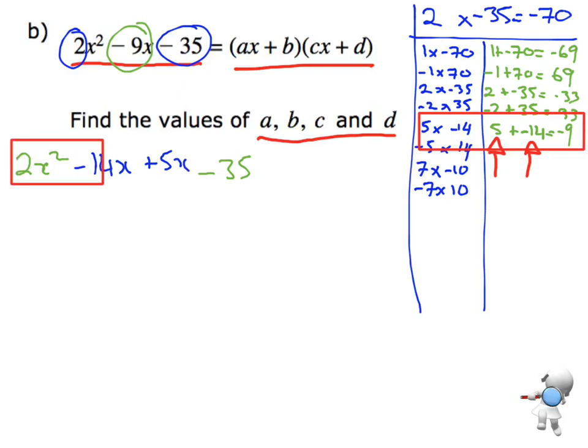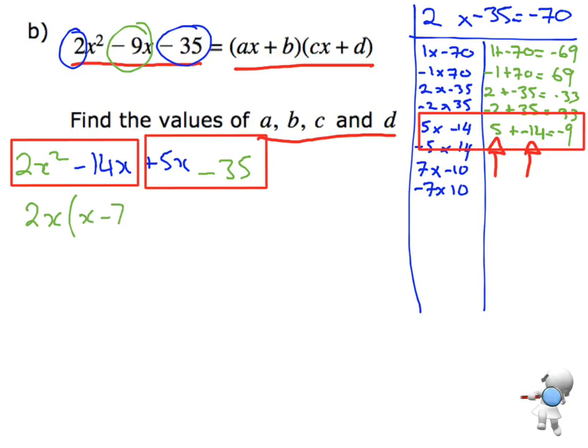Okay, now I'm going to take the first pair of terms, then I'm going to take the next two terms, and I'm going to factorise those. So I'm going to look at 2x squared minus 14x. Can I factorise that? Yes, I could take a 2x out of those terms, and that would leave me with x take away 7. Now I want to do the same with the 5x and the minus 35. I could take 5 out of both of those and I'm left with x minus 7.